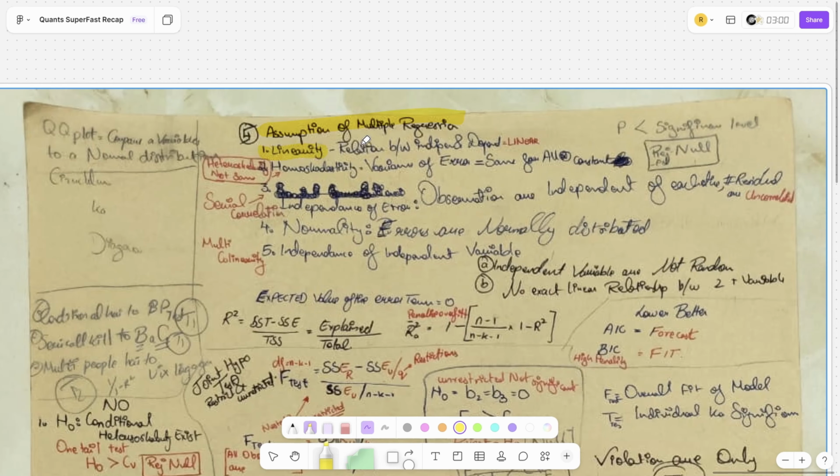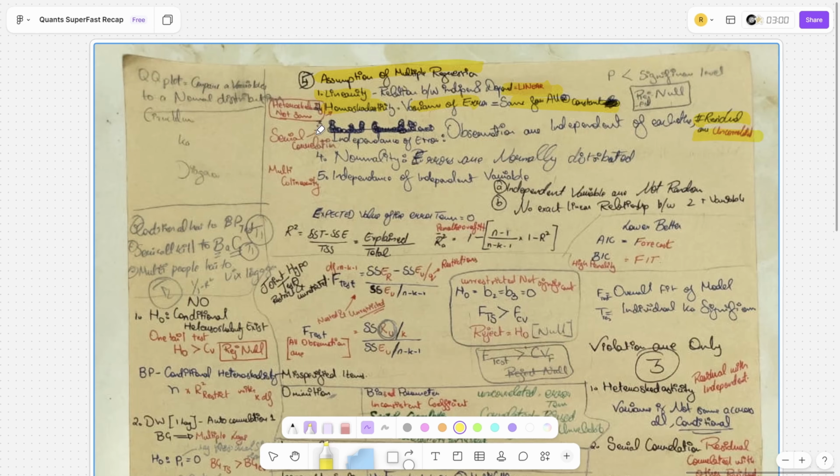Basically linearity. The relationship between the independent and dependent variables is linear. Then homoskedasticity. The variance of the errors is the same for all and constant. If it is not the same for all and constant, it becomes heteroskedasticity. This is an issue. Then the third one being the independence of the error term. The observations are independent of each other, meaning the errors do not correlate at all. The residuals are not correlated at all. If there's correlation, then we go for serial correlation.